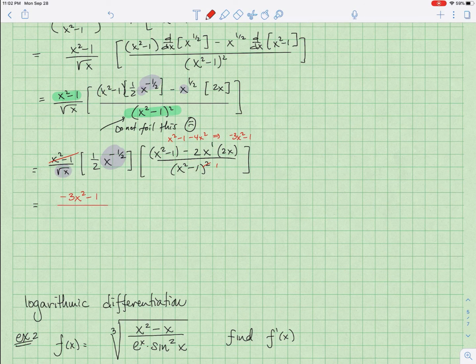divided by, let's see, what do I got in the denominator? I got a 2. I got one factor of x squared minus 1, and this root x and this root x are going to combine together to give me one factor of root x. And so the answer here is negative 3x squared minus 1 divided by 2x times x squared minus 1. And at that point, I guess you could multiply out that denominator if you wanted to.